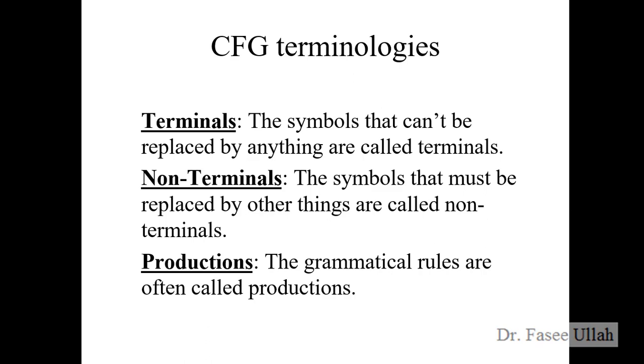Then we have production. Grammatical rules are often called production. When we use certain conditions of grammar to construct some language, it is called the production. For the terminal, non-terminal, and production, we represent terminals by small letters, and capital letters for non-terminals, and the production helps us to generate some sentences based on grammars.